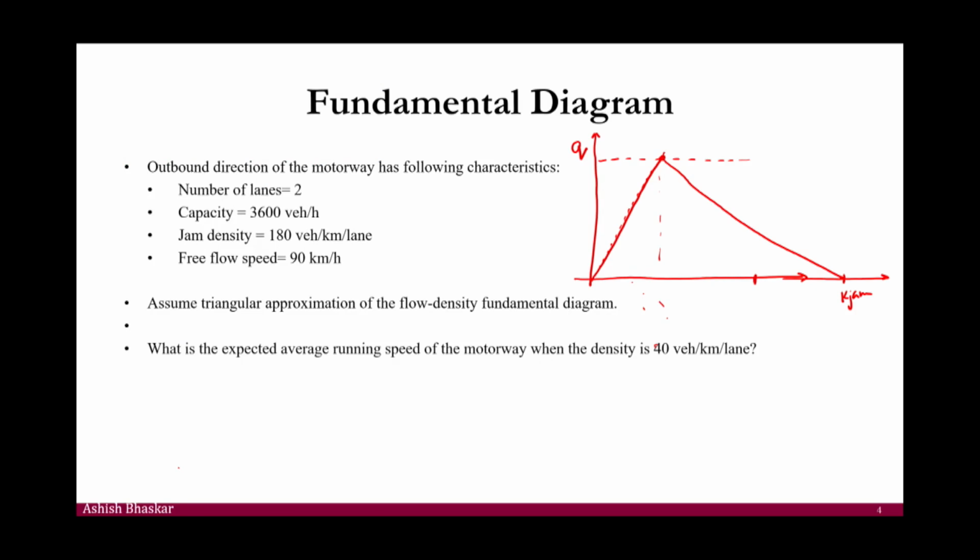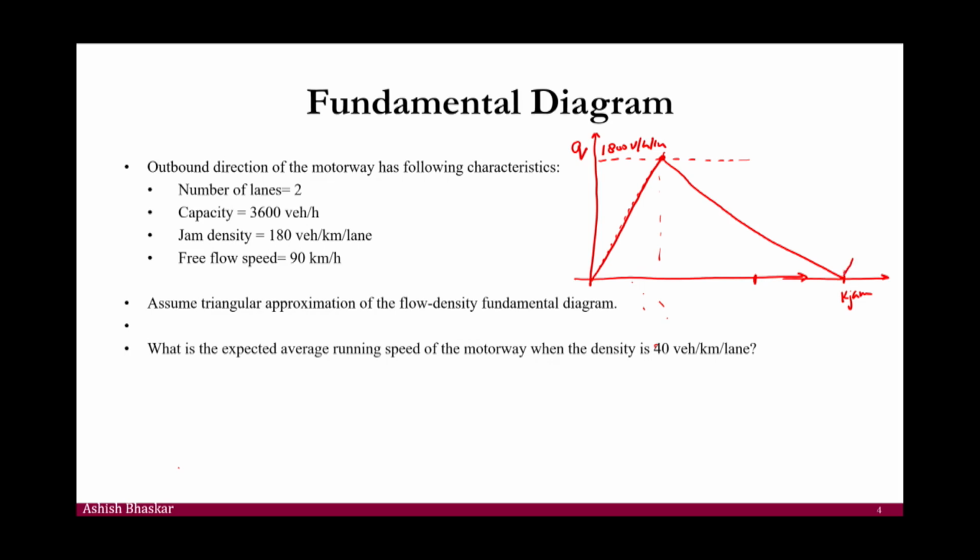Because to get this point of density, given the speed, both of them should be either per lane or they should not be per lane. So if I say 3600 vehicles per hour, this will be around 1800 vehicles per hour per lane, right?